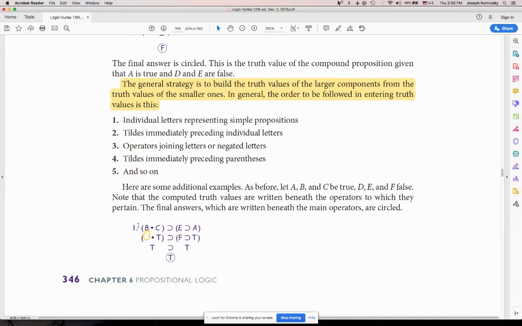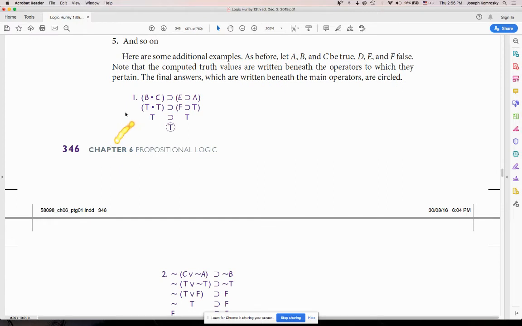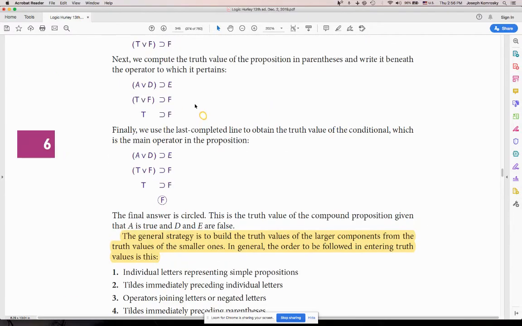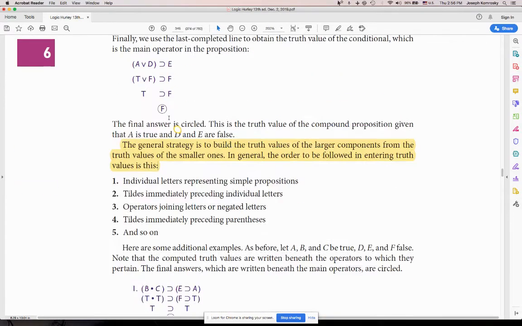Okay, no problem. B could be something about a bus, who knows what it is. The tilde is immediately preceding the individual letters. So if you're going to use a tilde, you've got to make it go before. Anyways, he gives you a few rules, and another example here. He'll substitute in the trues and falses based upon the rule above, and then he'll solve.